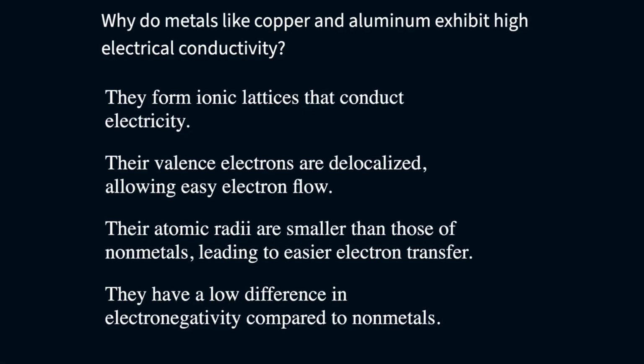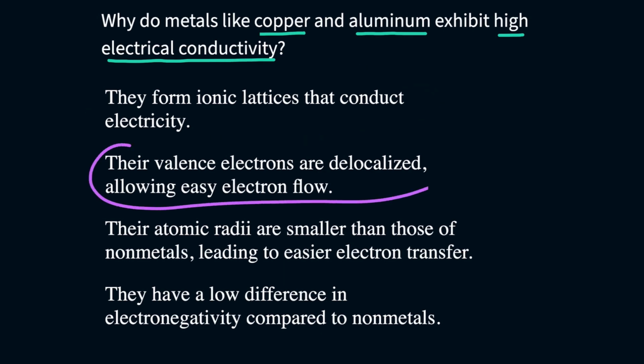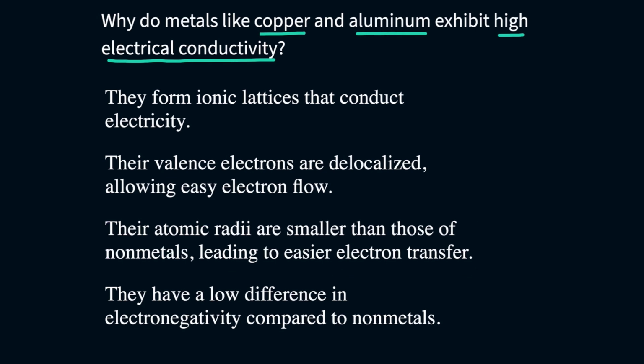Why do metals like copper and aluminum exhibit high electrical conductivity? And then we have our 4 answer choices. Do they form ionic lattices that conduct electricity? Are their valence electrons delocalized, allowing easy electron flow? Their atomic radii are smaller than those of nonmetals, leading to easier electron transfer, or do they have a low difference in electronegativity compared to nonmetals?